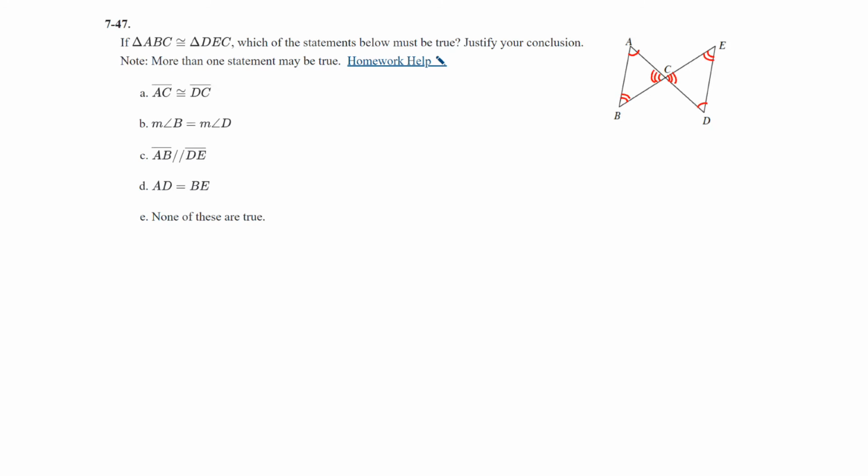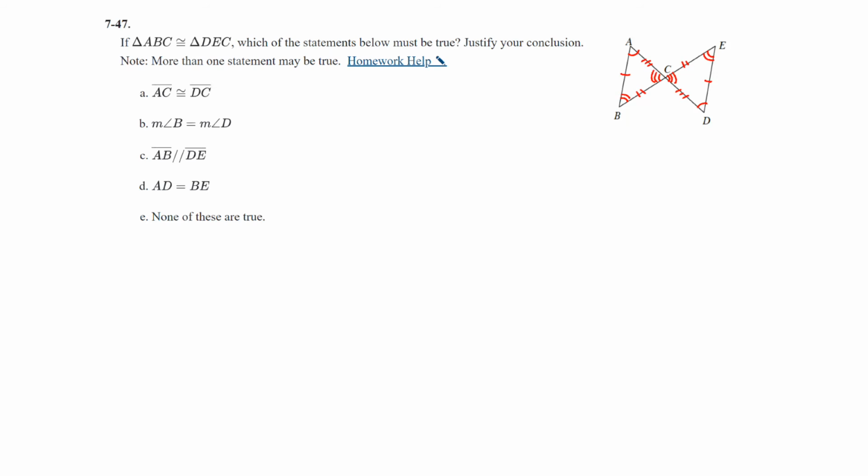Since they are congruent, we know sides have to be congruent, so this side length right here, AB, has to match up with DE, so AB has to be congruent to DE, BC has to be congruent to EC, and AC has to be congruent to DC. So those are all the things that we know. So now let's look at the statements and see what we can find out.